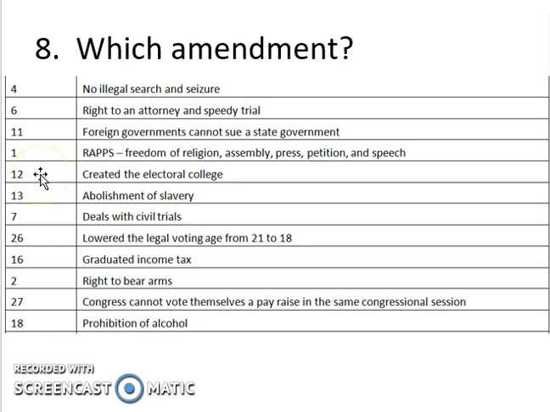The abolishment of slavery is the 13th Amendment. Remember, the easy way to remember the 13th, 14th, and 15th Amendment is free citizens vote. The 7th Amendment is civil trial.